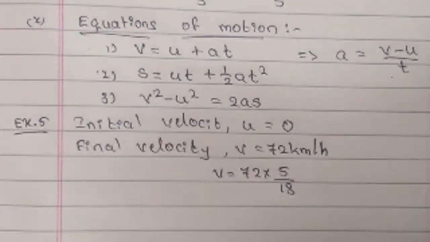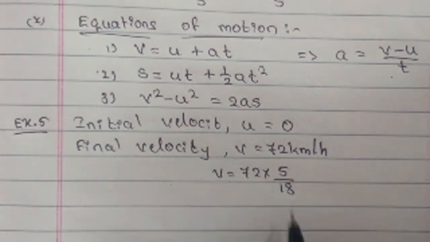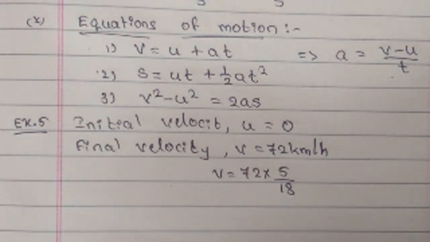Just comment with the answer. What is the value of final velocity? Just multiply and divide 72 into 5 divided by 18, and comment me the answer first.